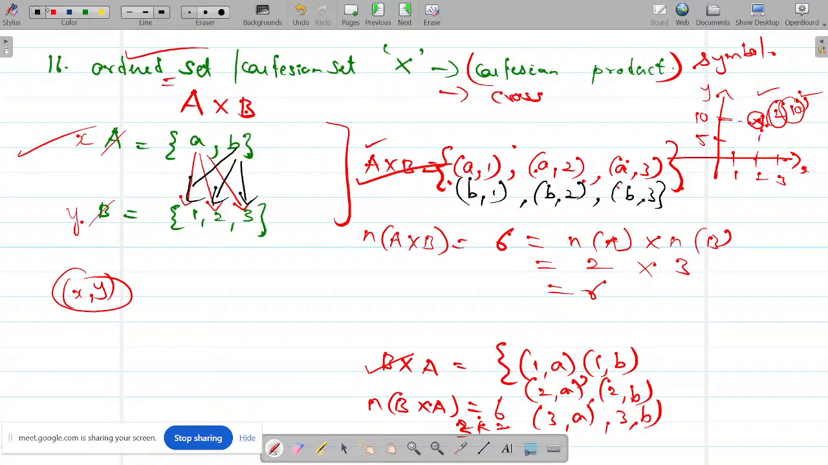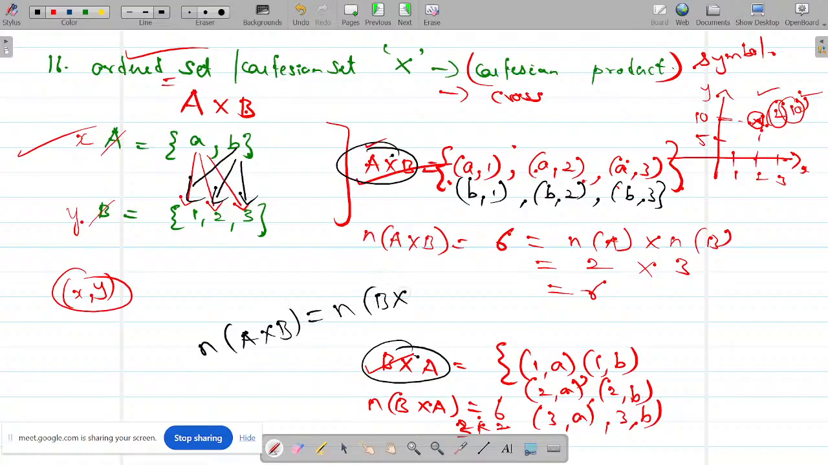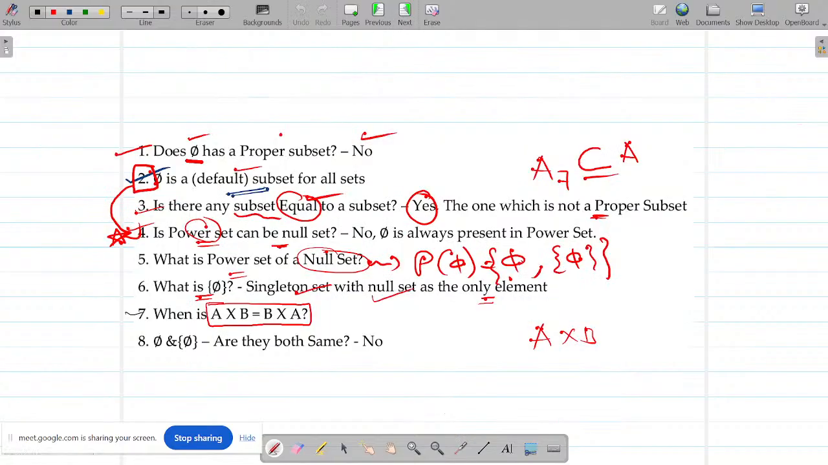And if you check here, A cross B is not the same as B cross A. They both are not equal sets but equivalent sets. Right? So n of A cross B is equal to n of B cross A, which means A cross B is equivalent to B cross A but not equal. Okay, so seventh is okay.